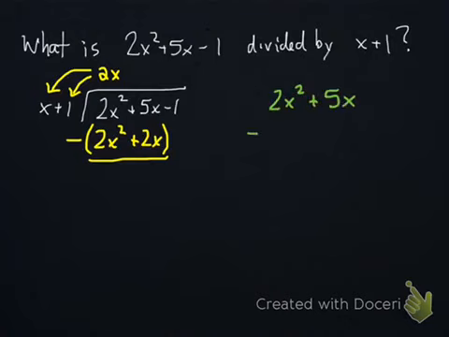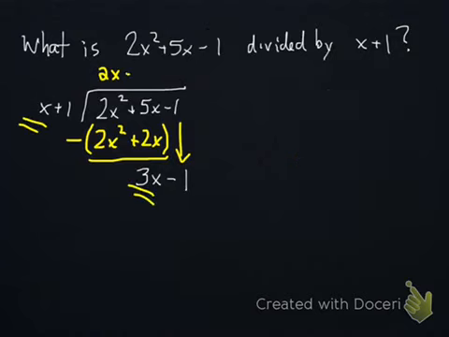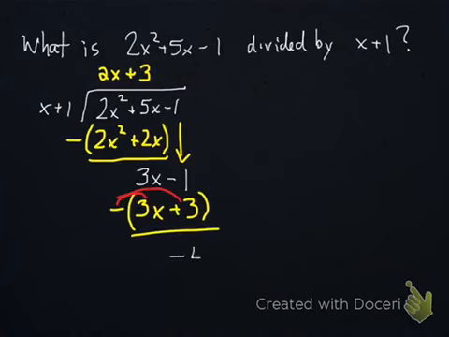Let's do that subtraction over here. Don't forget that you have to distribute the negative, probably the most common thing that people miss. What do we end up with? 3x. So where do we put that? Here we go, bring down the minus 1. Great, everything's going well. Now we need to ask, what do we multiply x by to get 3x? Well, it's going to be 3, right? So multiply that out. Make sure you multiply everything, distribute the negative sign.